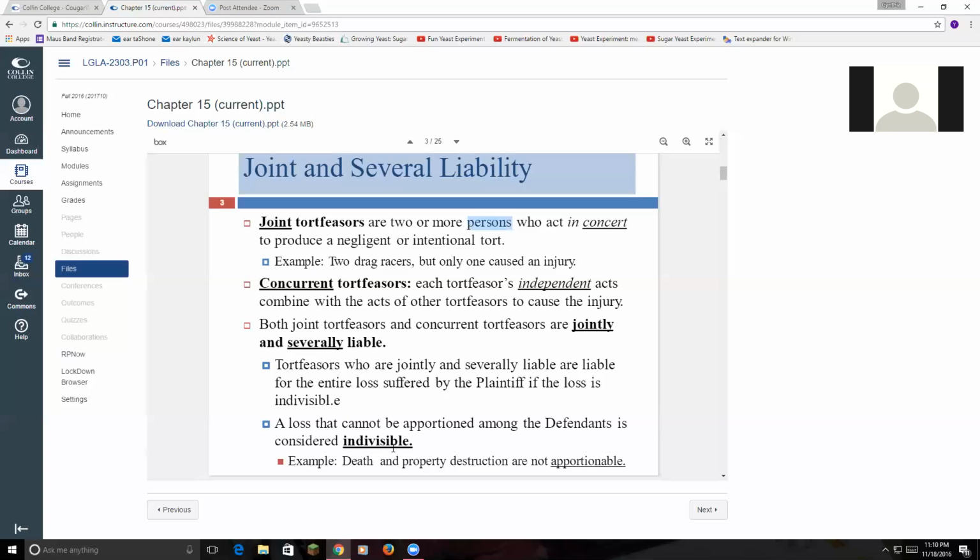And this happens when the apportionment is indivisible. Now, if you can segregate the loss and say, well, that portion is attributed to that tortfeasor's action and that portion is attributable to that tortfeasor's action, you could separate them. But most of the time, that's not the case. Most of the time, each party kind of contributed to the overall accident, and you can't separate them. So the usual answer is going to be that it's indivisible, and therefore the defendants are jointly and severally liable. That is by far the most common result.